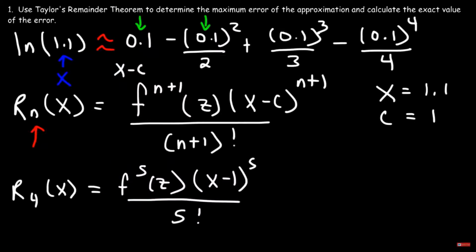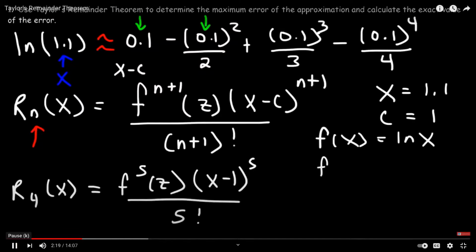So let's start with the original function f of x, which is the natural log of x. The first derivative. So what he's doing right now, he's trying to figure out what z value between 1 and 1.1, including 1 or 1.1, would make the fifth derivative of the natural log of x the biggest.